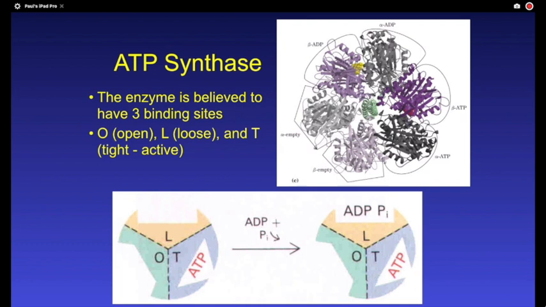Okay? And so as protons flow, the inner site moves and it will change this one, the L, and make it look like the tight. This one, when it rotates, will become the open, and this one will become the loose. When this becomes open, ATP falls off. When this becomes tight, those two come together, and when this becomes loose, it will pick up the next pair of reactants.